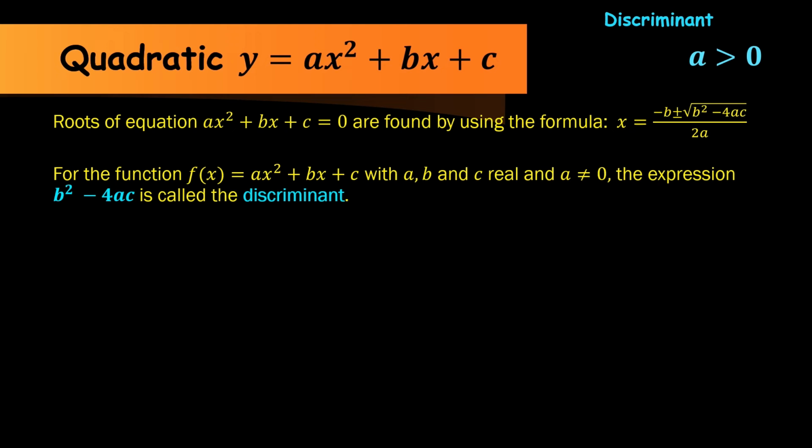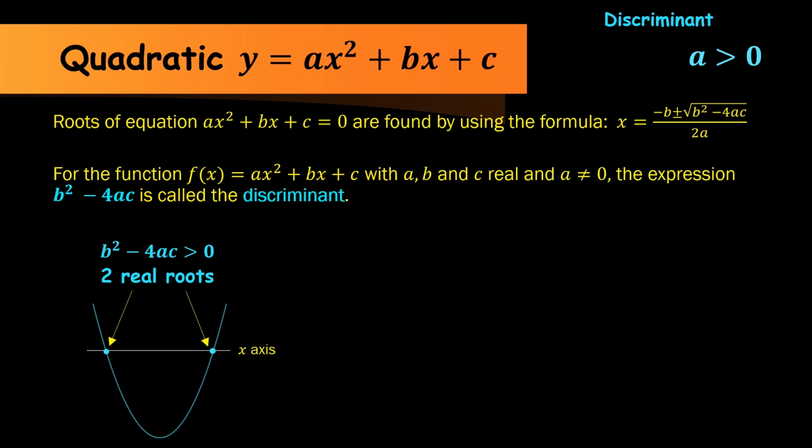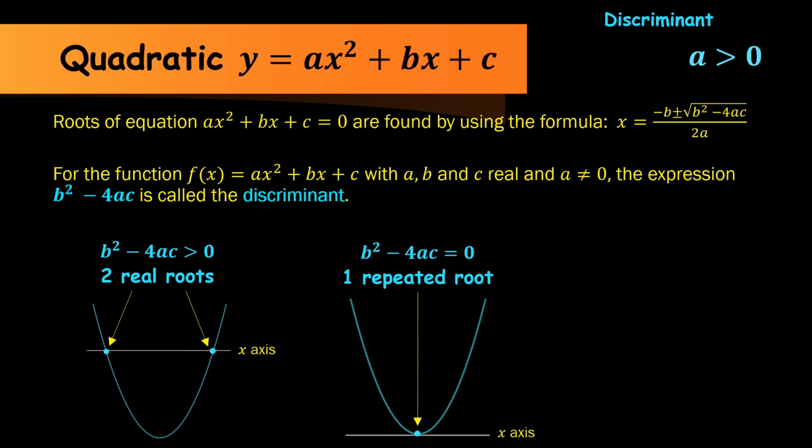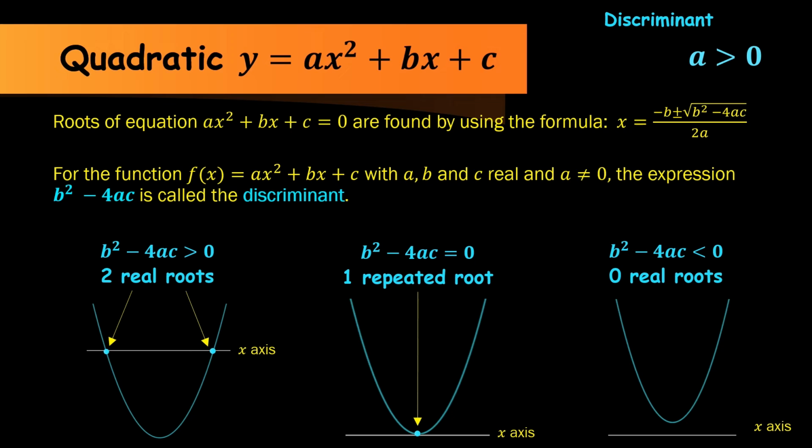Now, if b squared minus 4ac is greater than 0, the function has two roots. If b squared minus 4ac equals 0, the function has one repeated root. And if b squared minus 4ac is less than 0, the function has 0 roots.